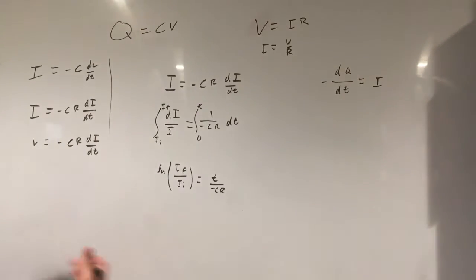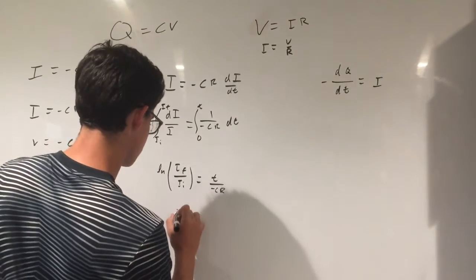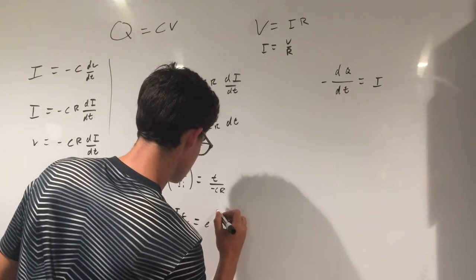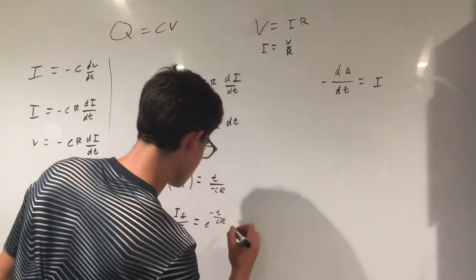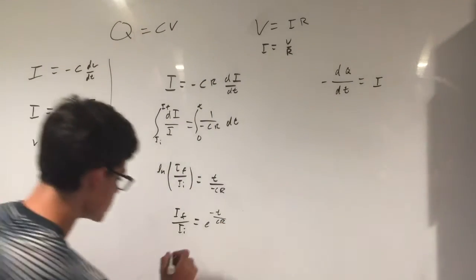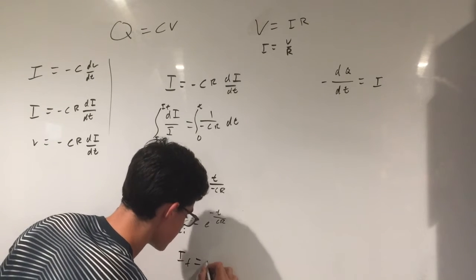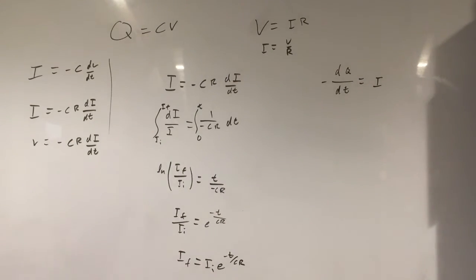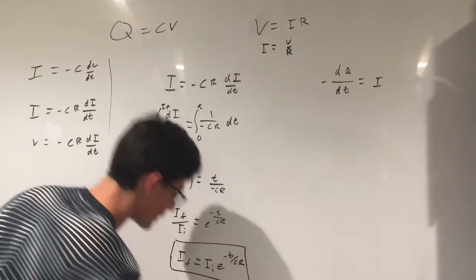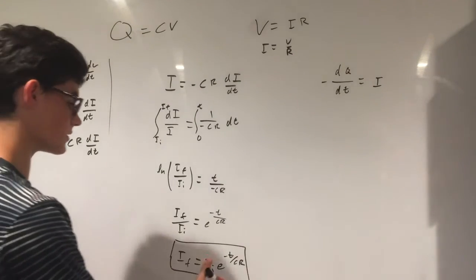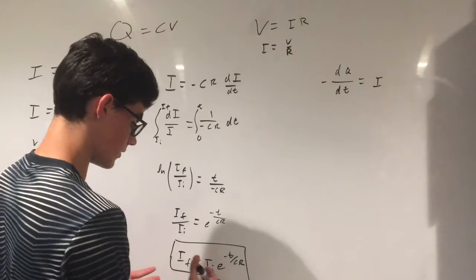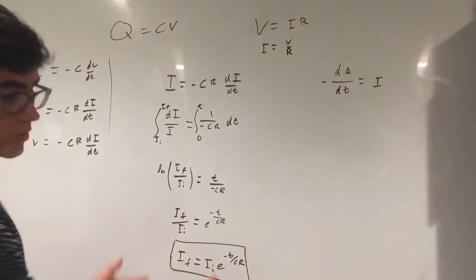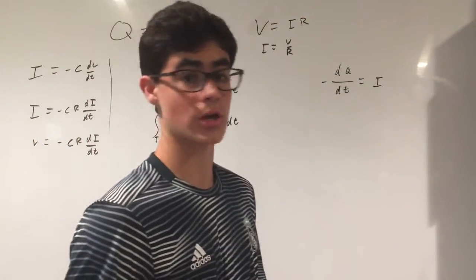So we don't have a plus c, we raise both sides to e, so we have I final over I initial is equal to e to the negative t over CR, and that would be our equation. But to finish it off, we have I final is equal to I initial times e to the negative t over CR. And that allows us to say, okay, if we have a problem that gives us the resistance, capacitance, time, and the initial current, through this equation we could find what the final current is, or vice versa with any of those other constants.